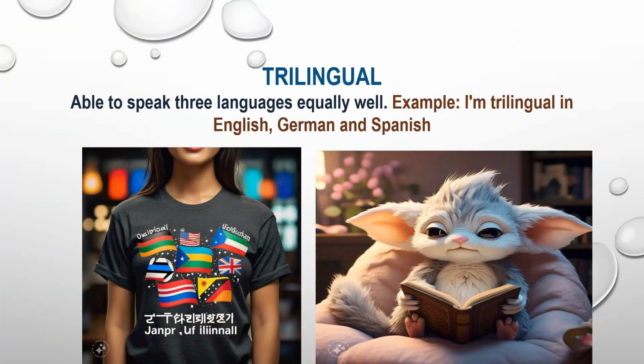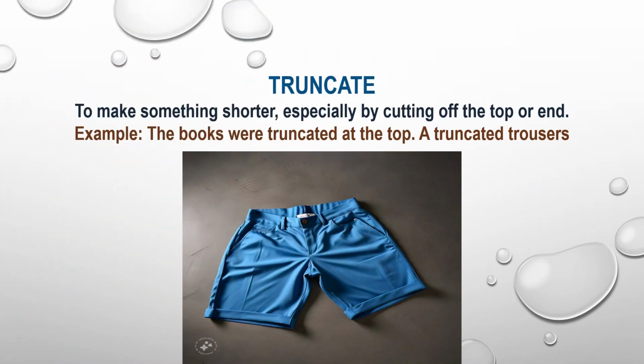Trilingual. This means able to speak 3 languages equally well. Example, I am trilingual in English, German, and Spanish. Truncate. This means to make something shorter, especially by cutting off the top or end. Example, the books were truncated at the top. A truncated trousers.